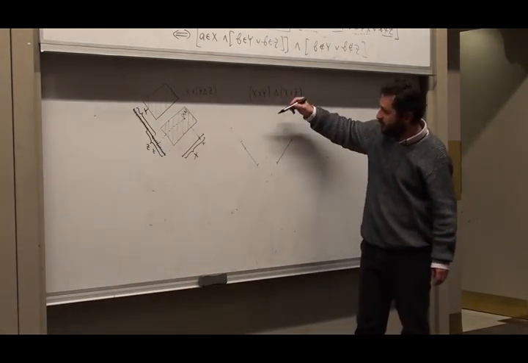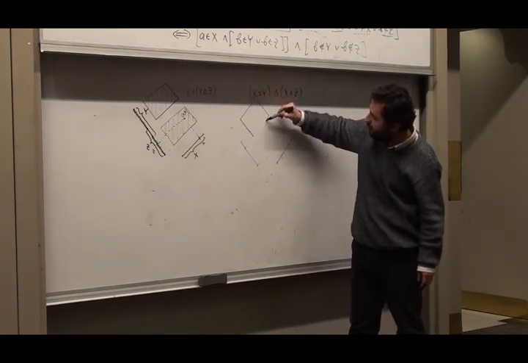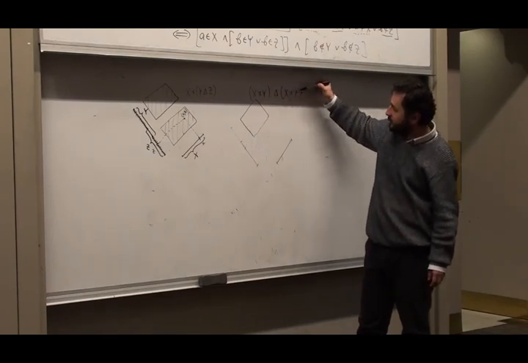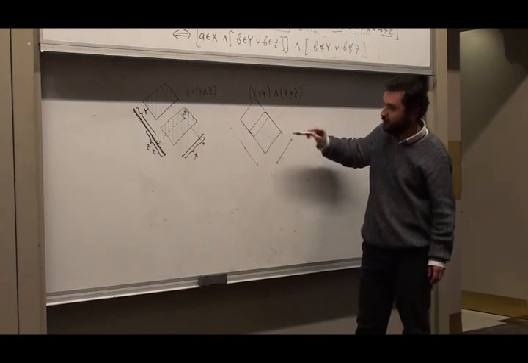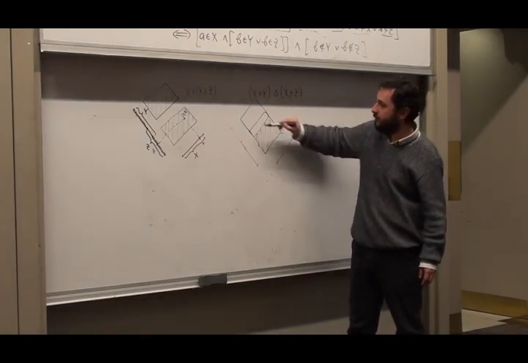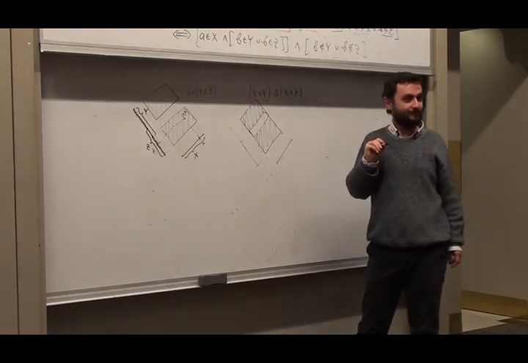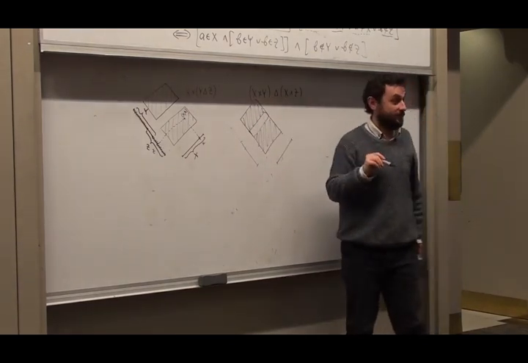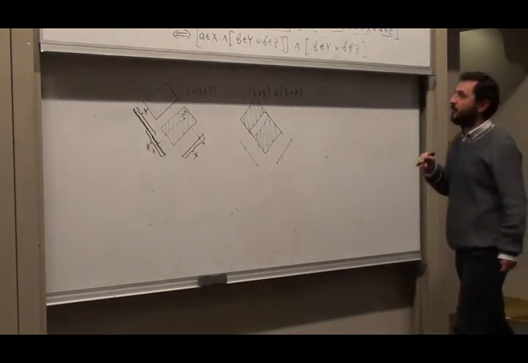So x Cartesian product with y will be this rectangle. And x Cartesian product with z will be this rectangle. And their symmetric difference is the same thing. So that's nice. The picture matches with what we got.